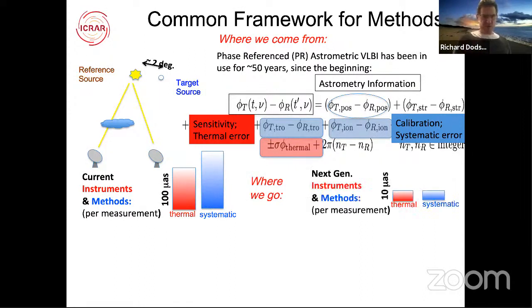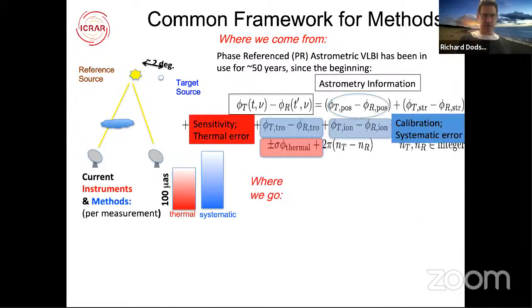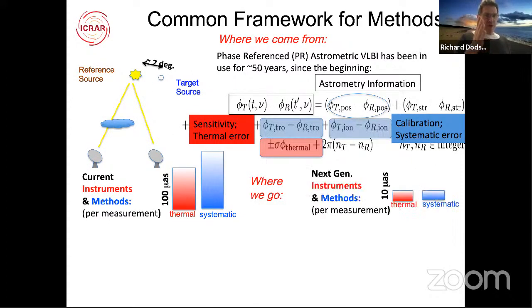So the current instruments, this is really irritating me. The current instruments are giving systematic limits of 100 microarcseconds, which fortuitously, or maybe by experimental design, are more or less where our thermal limits are as well. And with the next generation of instruments, we're going to have 10 microarcseconds thermal sensitivity because of this order of magnitude improvement. And so now we need to develop new methods that will bring the systematics down to a common level.